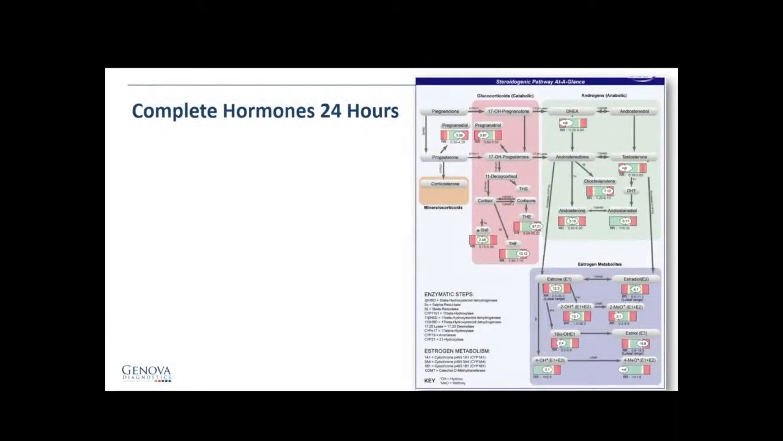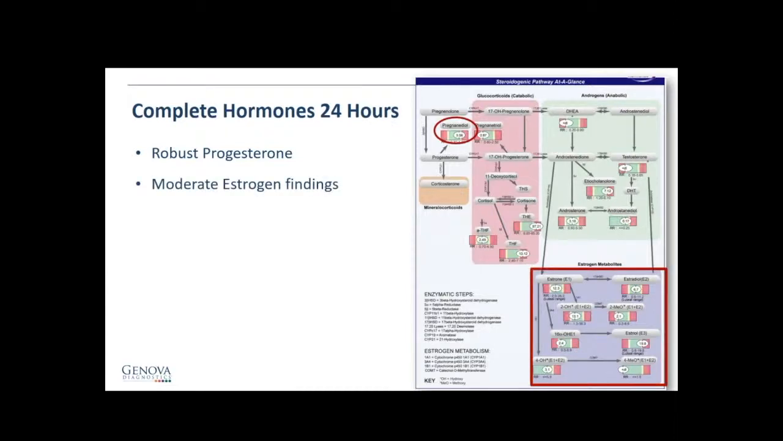So, complete hormones 24 hours. Why 24 hours? Well, she's taking hormone therapy in the form of progesterone, so I'd rather have that wider net. She has robust progesterone in form of pregnenolone. And when I say robust, I don't mean very elevated, but she's well within the reference range on the higher end. Her estrogens are kind of moderate.